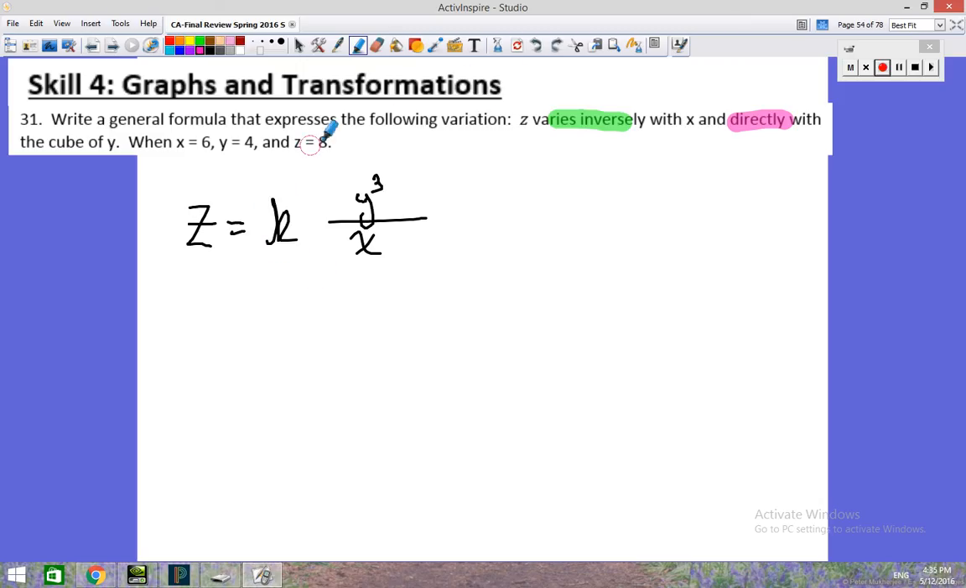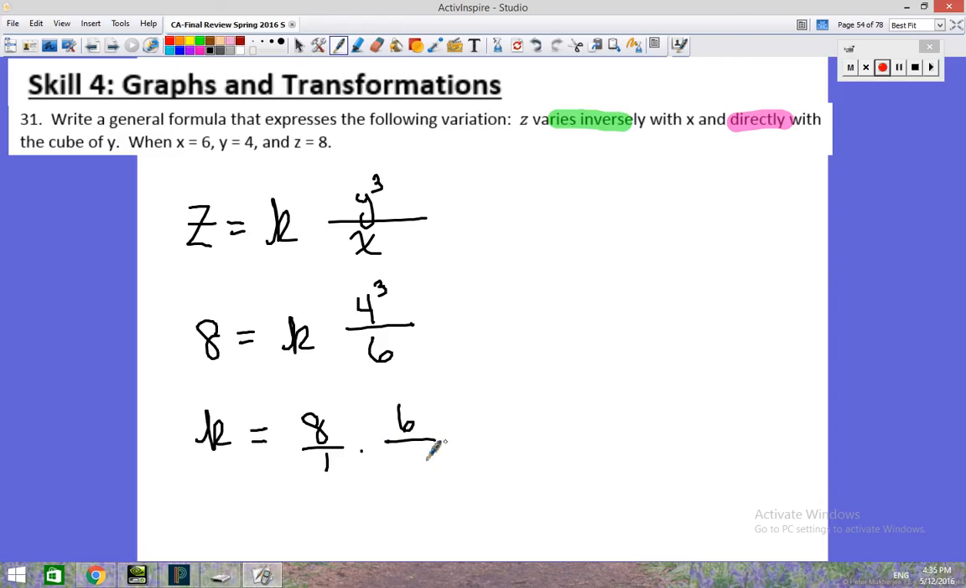All right, they're telling me when z is equal to 8, so on the left-hand side, let's write 8. I can figure out what k is. They're telling me y is 4. When I cube that, well, that's going to be 64, and x is 6. Excuse me. So I'm going to flip that and take this 8 and multiply it by 6 over 4 cubed.